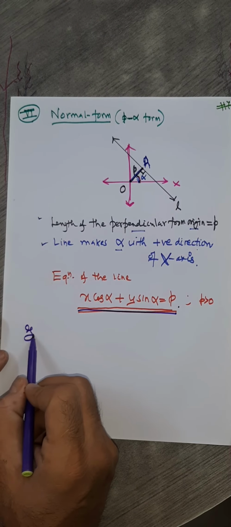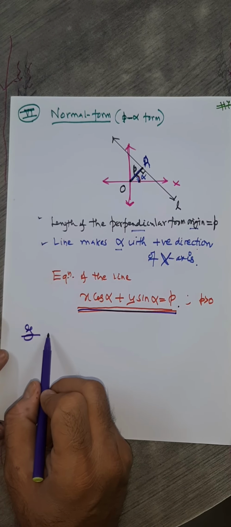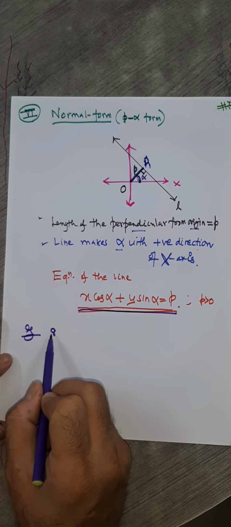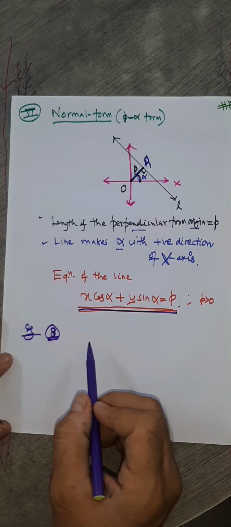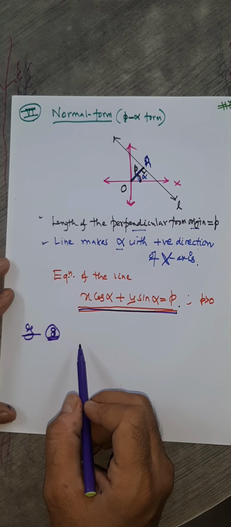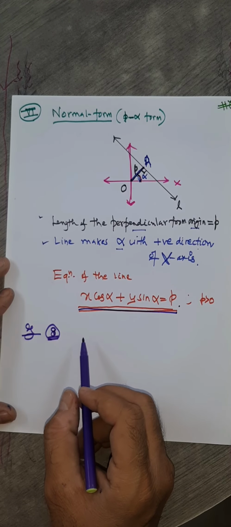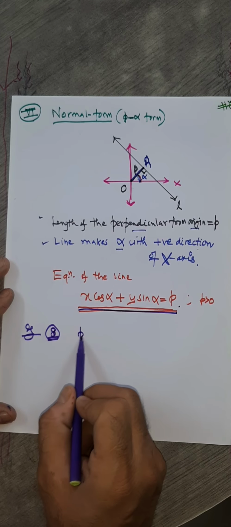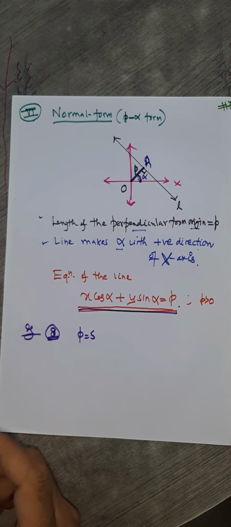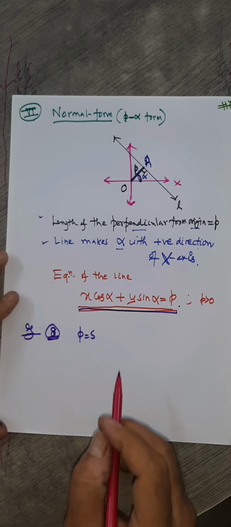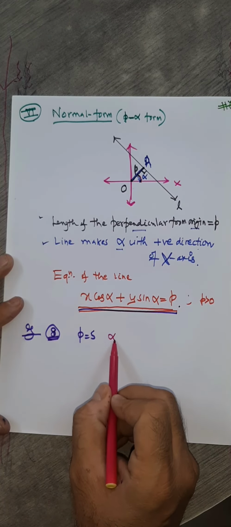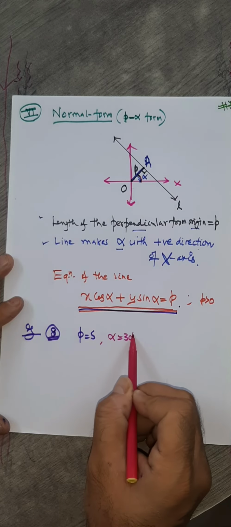For example, I'm taking here question number 8 from the next exercise. Just read that question, you will realize the perpendicular distance from the origin is 5. So as per our language, p equals 5. The angle made by the perpendicular with the positive x-axis is 30 degrees. So as per our notation, this is 30 degrees.